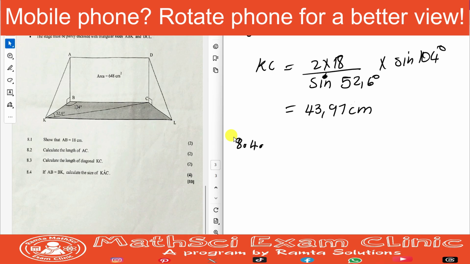If AB equals BK, I hope you guys are hearing this. If AB equals BK, calculate the size of angle KAC. So we already know KC, and we also know AC. We may need to find AK. Okay, so this is for 4 marks.